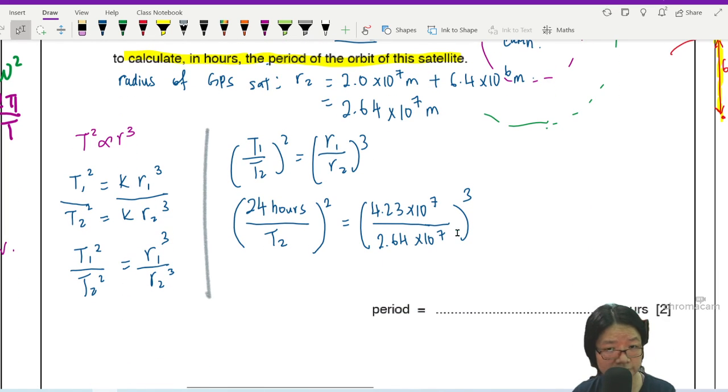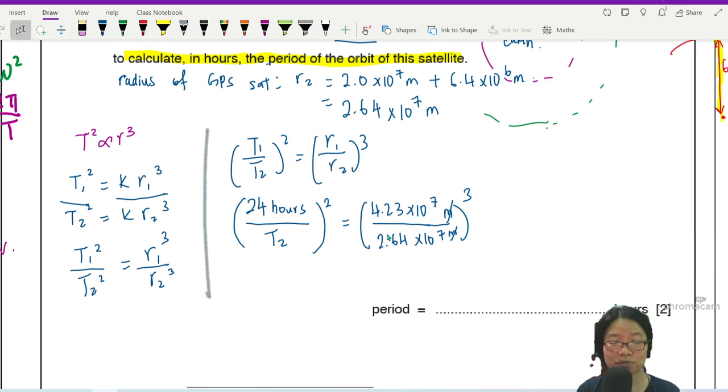Is there a gravitational constant? No. Does it matter if you change the units or you don't change? No, because the units cancel off, you see? Meter and meter, these two will cancel. And T2 will take whatever unit the 24 hours is.